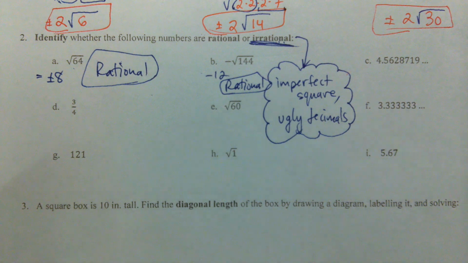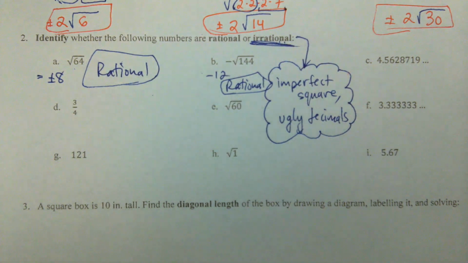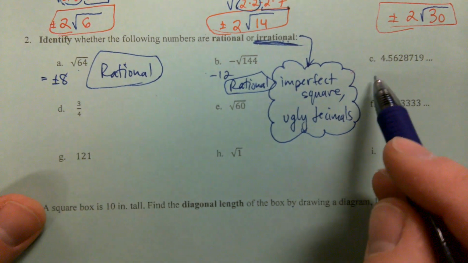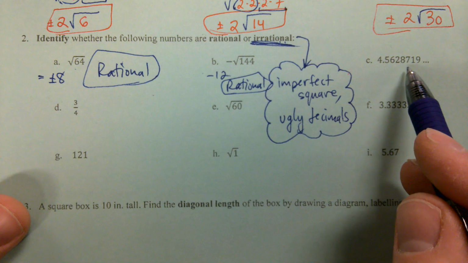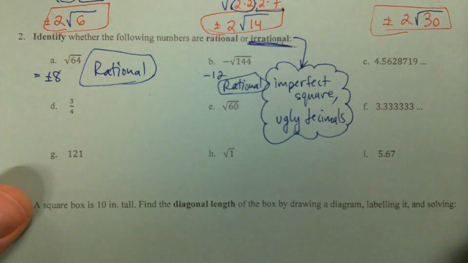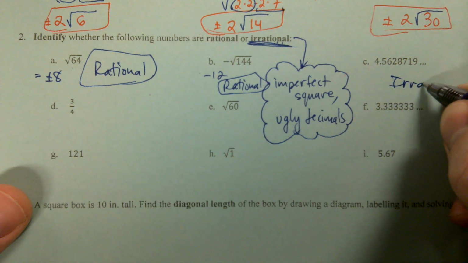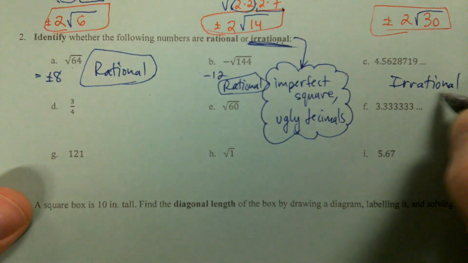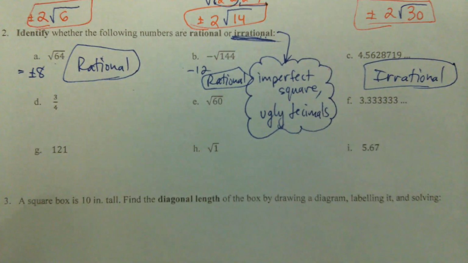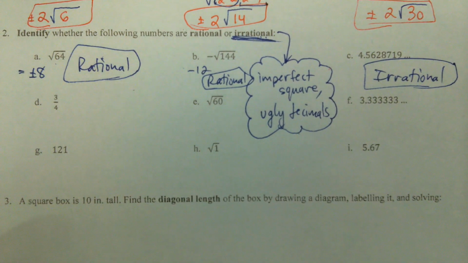Now, take a look at 2C. What do you see there in 2C? I see an ugly decimal. That is very ugly. There's no pattern here. 5628719 looks like a phone number. That's ugly. What can we call this number here? Irrational. It's that simple. Ugly decimal, irrational. All right?